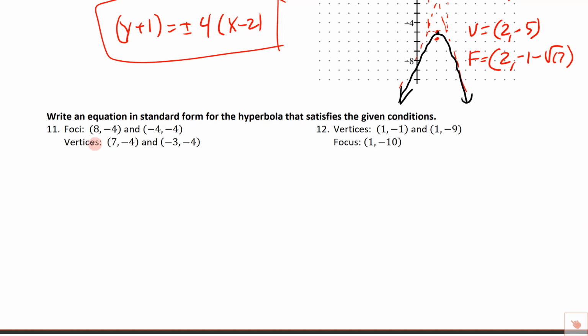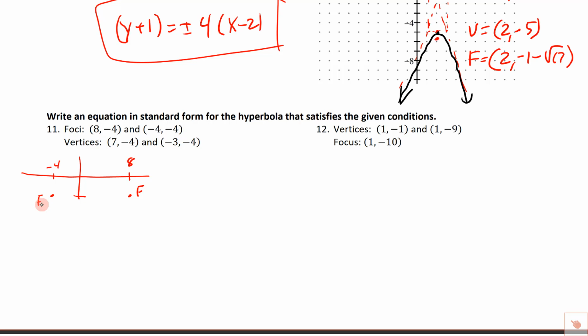So we've got foci and we've got vertices. We don't have a center, but we can deal with that. So let's take a look here. We'll notice that each one of the y-coordinates is negative, so I'm going to draw something that looks about like this. So we're at 8, negative 4. So over here we're at 8, and then we're down 4, so that's going to be a focus. And then we're at negative 4, negative 4. So negative 4, negative 4. So we're down here. That's a focus.